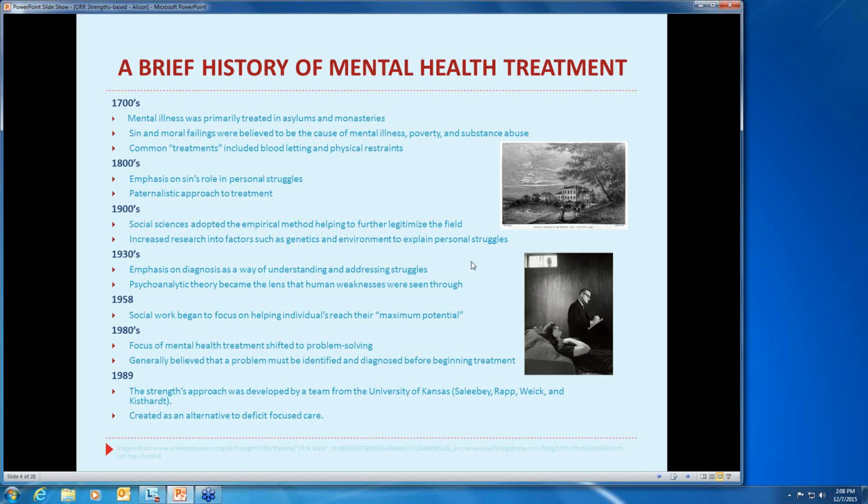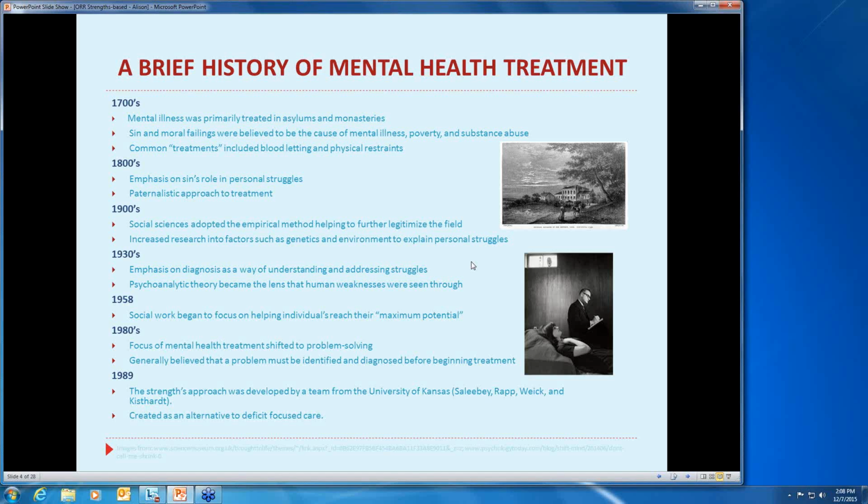And common treatments included bloodletting and physical restraints. So not only did we not have an understanding of basic medical care, but we also weren't treating people like people. So in the 1800s, the emphasis on sin's role in personal struggles was still the focus in how we understood mental illness. And there was a very paternalistic approach to treatment, where patients were treated like children, but it was a step up from being put in restraints and treated like animals.